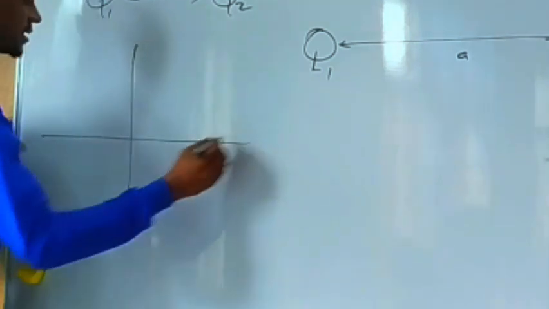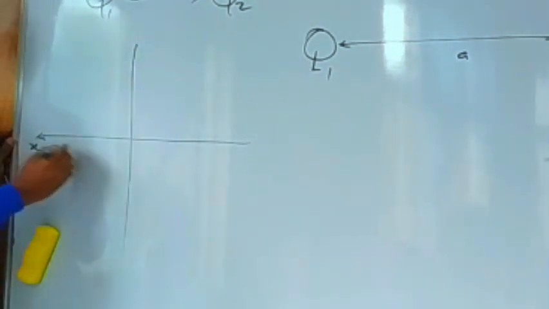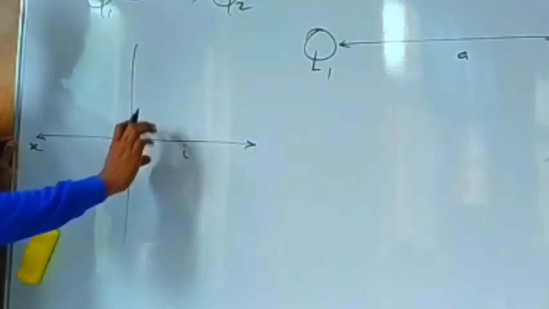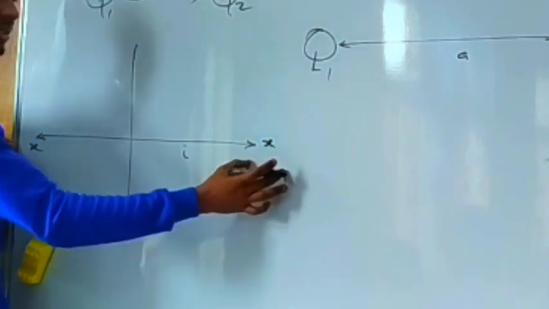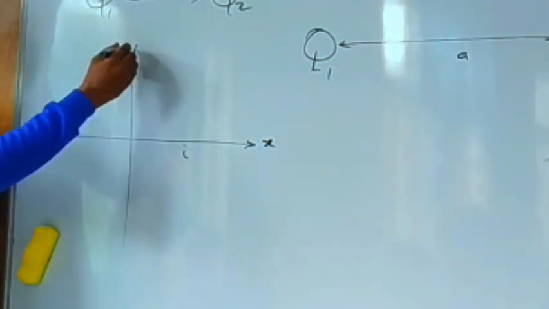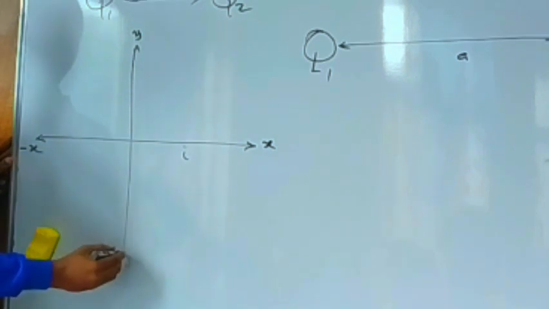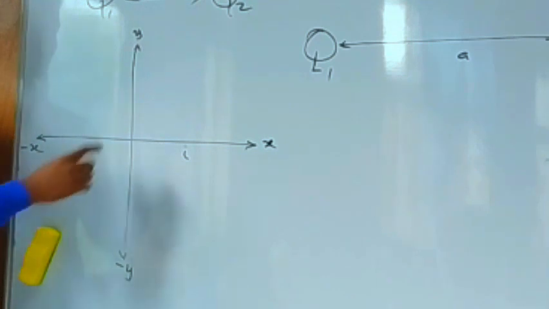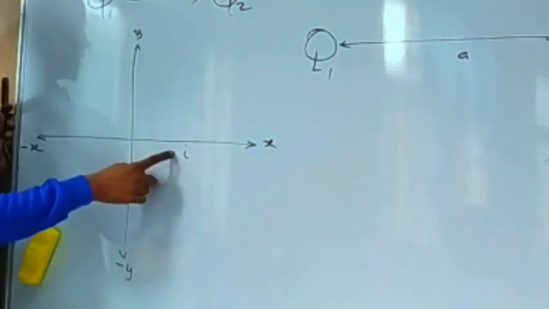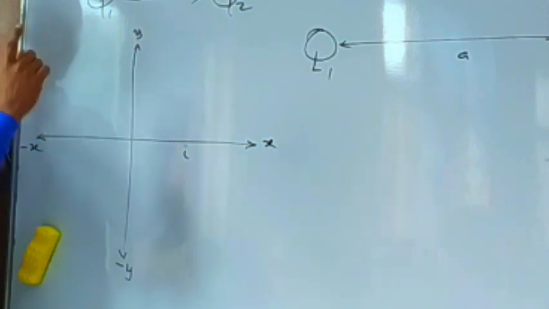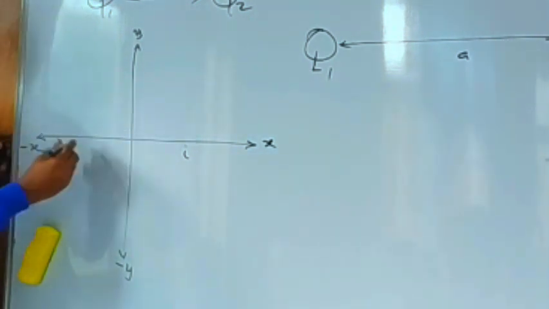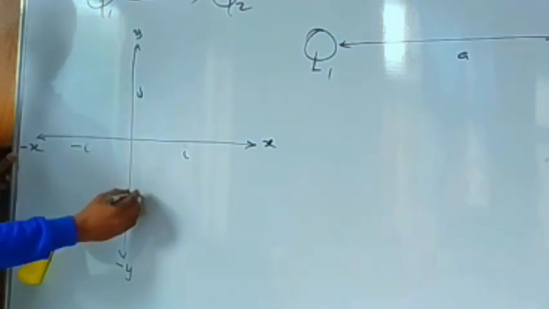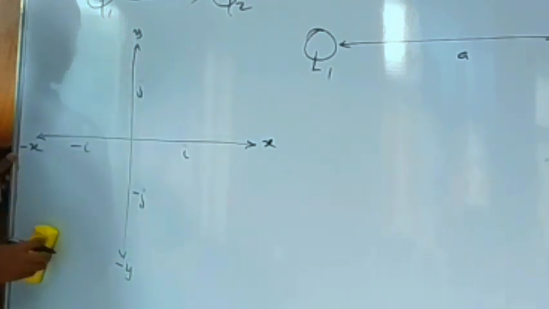And when it comes to vectors, you have to take note that the x-axis represents the i component. Here we have a positive x, here is negative x. What do you have here? Positive y, negative y. So the direction of any charge in this component is i. The direction of any charge in this component is minus i. Direction here is j. Here is minus j. Are you following me?